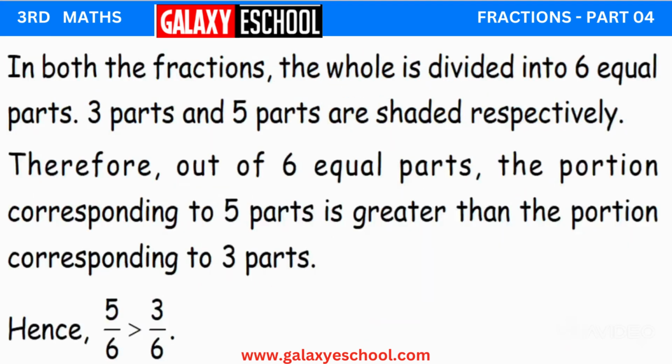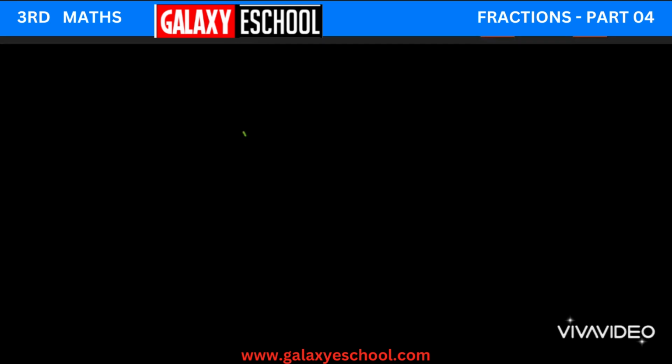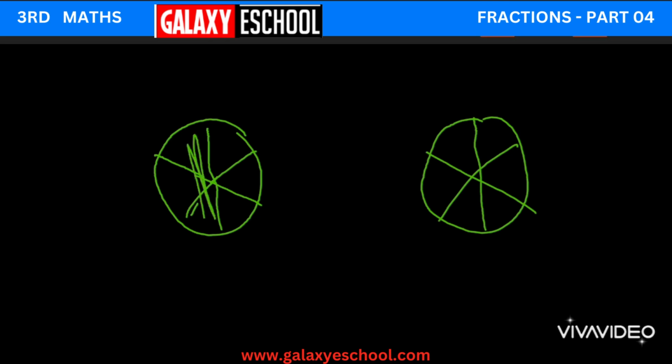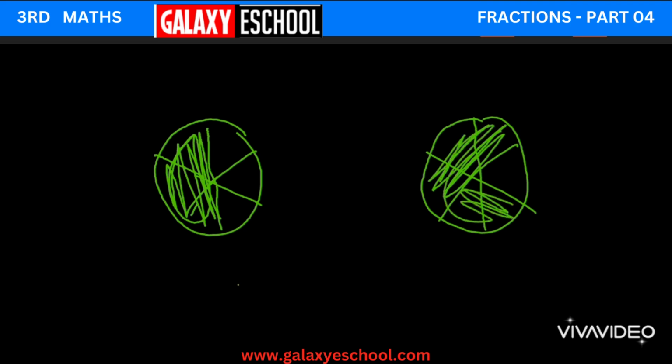See, here I have these 2 circles, and how many parts are these divided into? Into 6. 1, 2, 3, 4, 5, 6. Yes. So in both the cases we are dividing the circle into 6 parts, and in one case we have shaded only 3 parts, and in the other case we have shaded 5 parts, children. See, now this is the shaded part here.